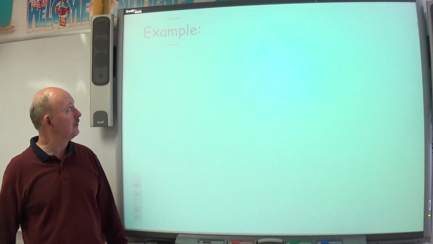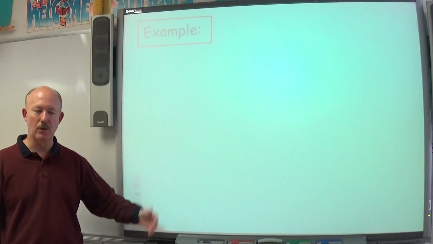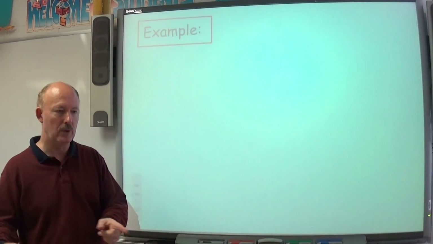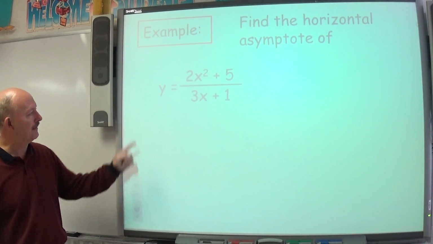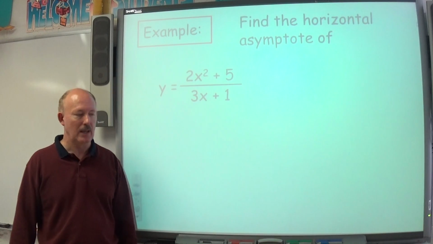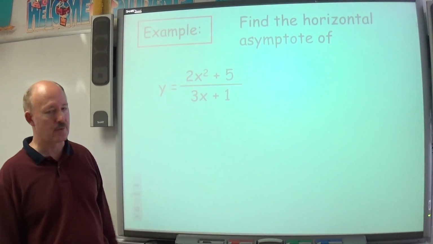All right. Now, let me show you a little example here. I'm going to pull up a little example on the PowerPoint, and we'll look at some more in our next video, but we'll do a little example here. Let's see if we can find the horizontal asymptote of this rational function: y equals 2x squared plus 5 divided by 3x plus 1.